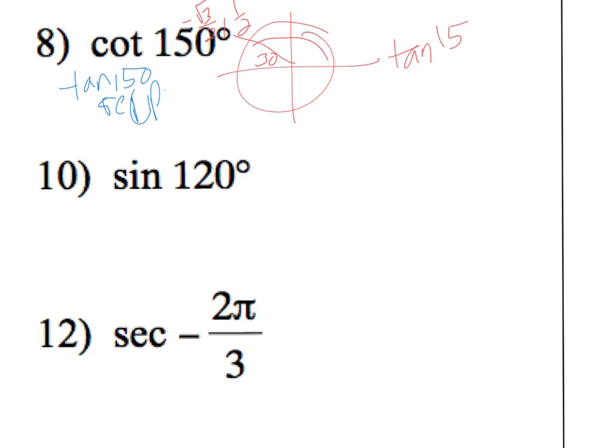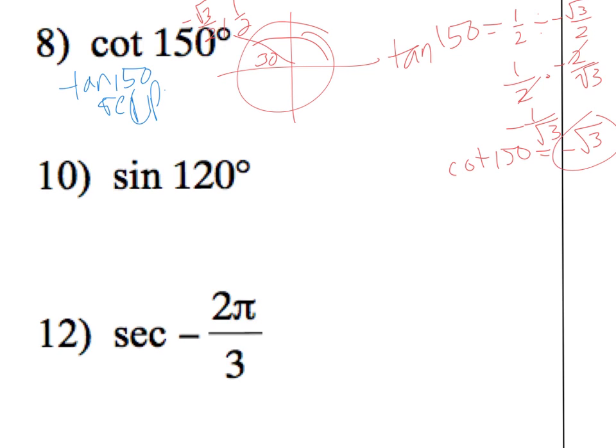Tangent of 150 is 1/2 divided by negative the square root of 3 over 2, or 1/2 multiplied by negative 2 over the square root of 3. So the tangent of 150 is 1 over the negative square root of 3. That means that cotangent of 150 is equal to negative the square root of 3 over 1, or just negative the square root of 3.